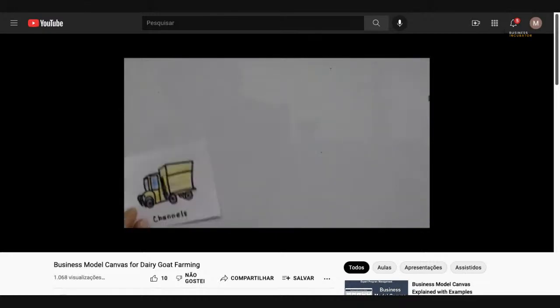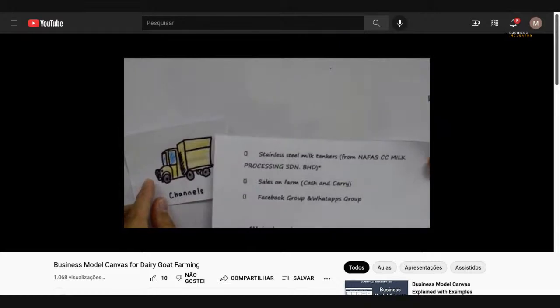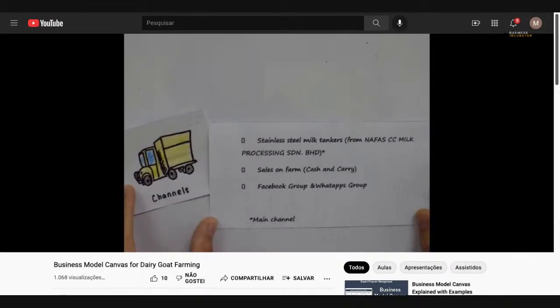In order to provide our customer and consumer with our product, we will have stainless steel milk tankers from Nafas CC Milk Processing Sendirian Berhad, and this would be the main route for us to enable the delivery of our product to markets. Besides that, there is sales on farm, cash and carry for those interested to obtain product directly from the farm. Lastly, we also would use online sale via Facebook group and WhatsApp group to enable the ease of obtaining of our products.